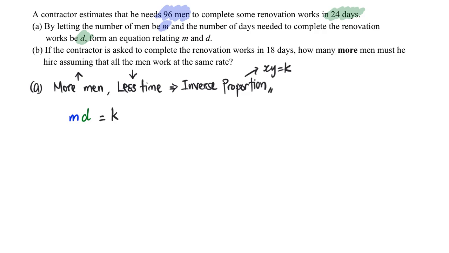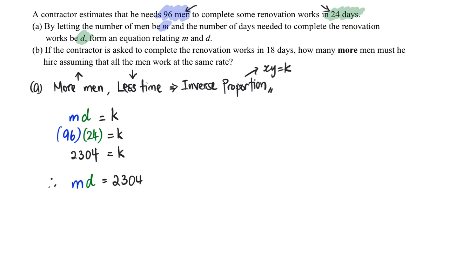But that's not the complete answer because we are given the values of 96 men, 24 days. That will allow us to find the value of k easily. So therefore, I will then be able to get the value of k now, which will be 2304. So therefore, the equation relating m and d would be m times d equals 2304.